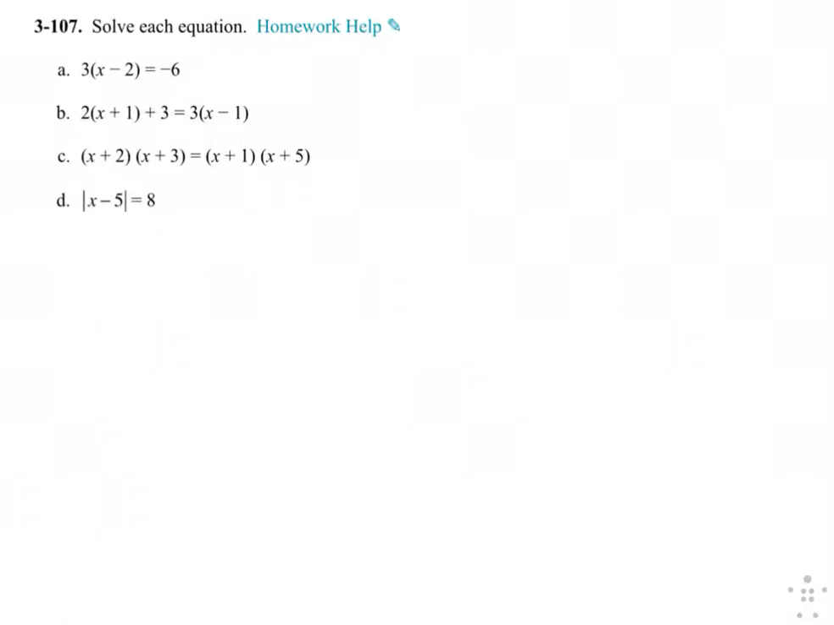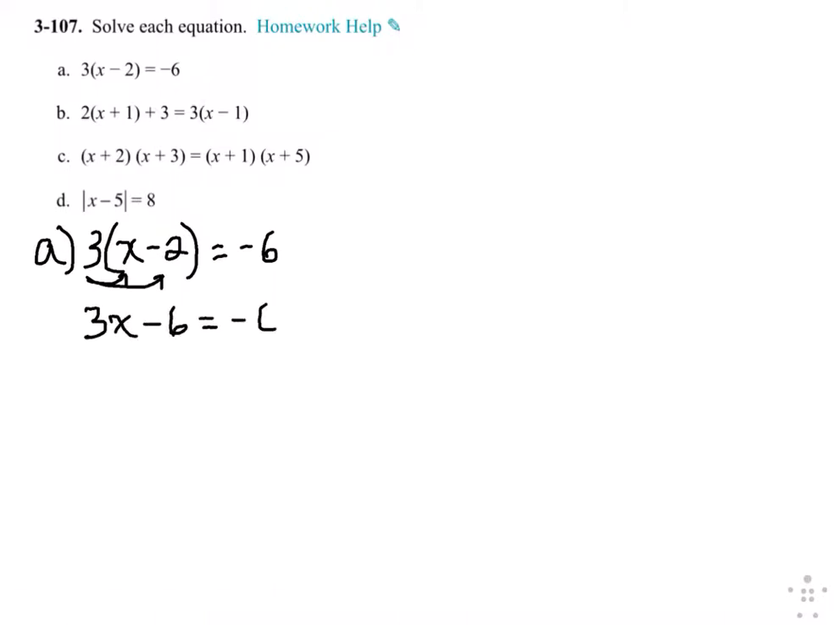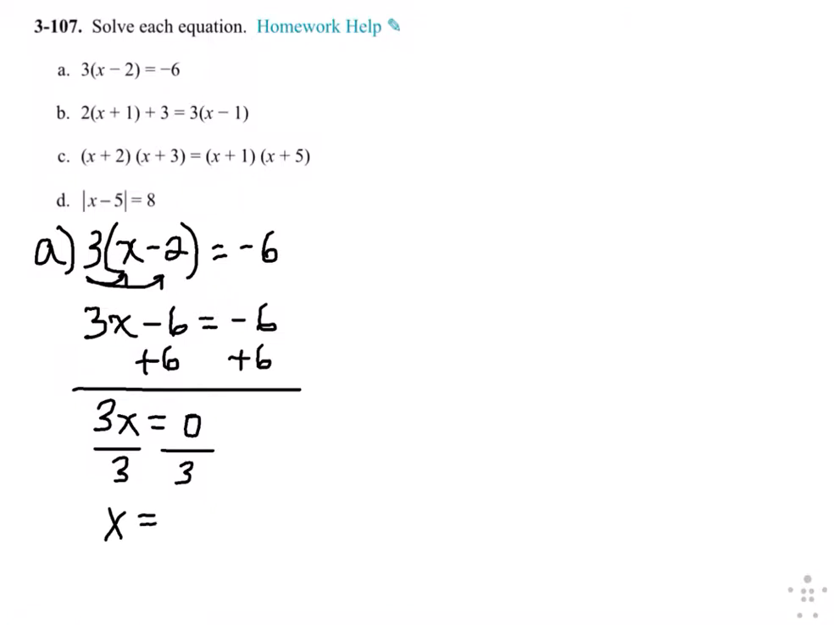Okay, for 107, they want us to solve the equations. So for A, we have 3 times x minus 2 equals negative 6. So we use the distributive property, right? So we get 3x, 3 times negative 2 is minus 6. Then we add 6 to both sides of the equation. We get 3x equals 0. Divide both sides by 3, and we get x equals 0 for A.